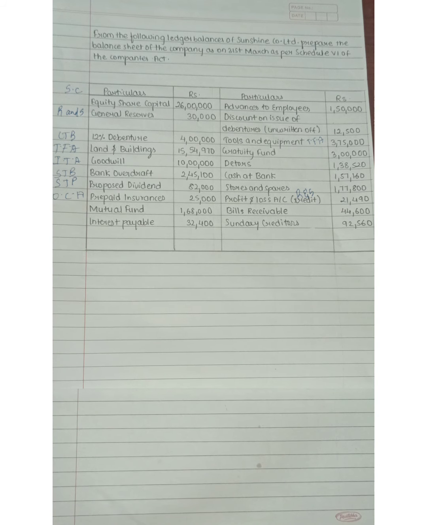Because prepaid insurance is a part of the insurance premium that we have paid in advance, and it has not expired as of the company's balance sheet. So the unexpired cost is reported in the current asset under prepaid insurance.